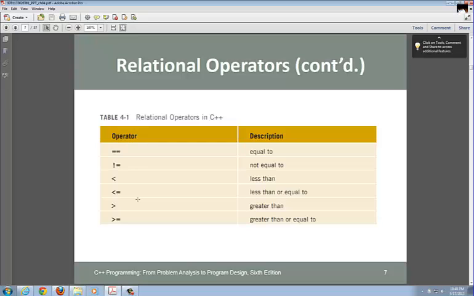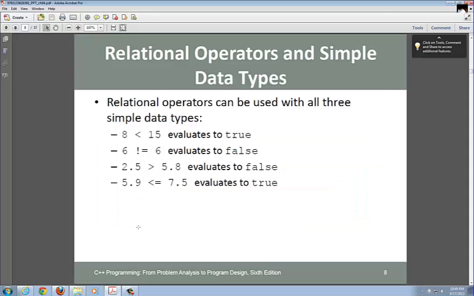So there's the equal operator. What does that mean? You're basically checking for equality. Not equal is this particular symbol that you have. There's an explanation and equal with it. Less than or equal to, greater than or equal to.